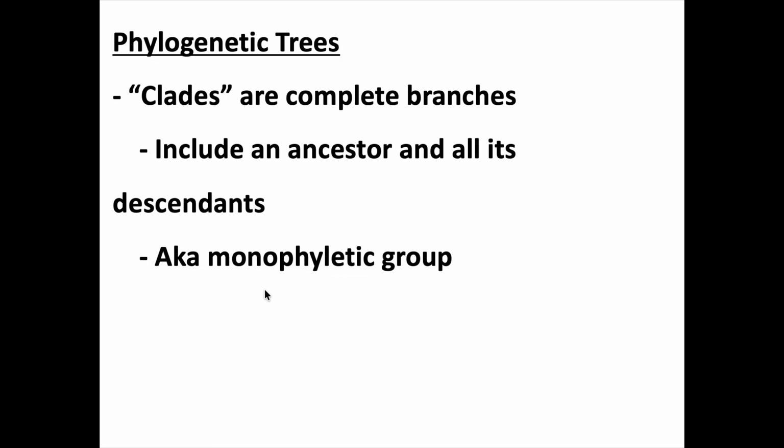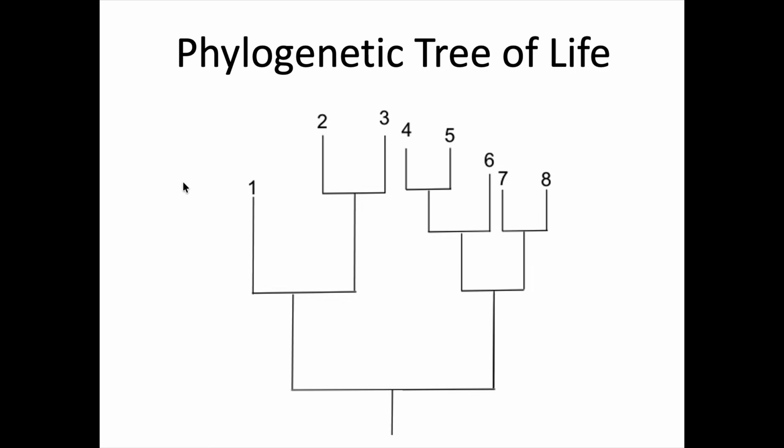Now, these clades can be big or these clades can be small, as long as it's something including an ancestor and all of its descendants, we can call it a clade. So to go back to this one, 1 is a clade. 2 is a clade. Each of these individual small branches, those are clades. 2 and 3 together are a clade. If we have an ancestor here, including all of its descendants, that's a clade. 1, 2, and 3 are part of a clade as well.